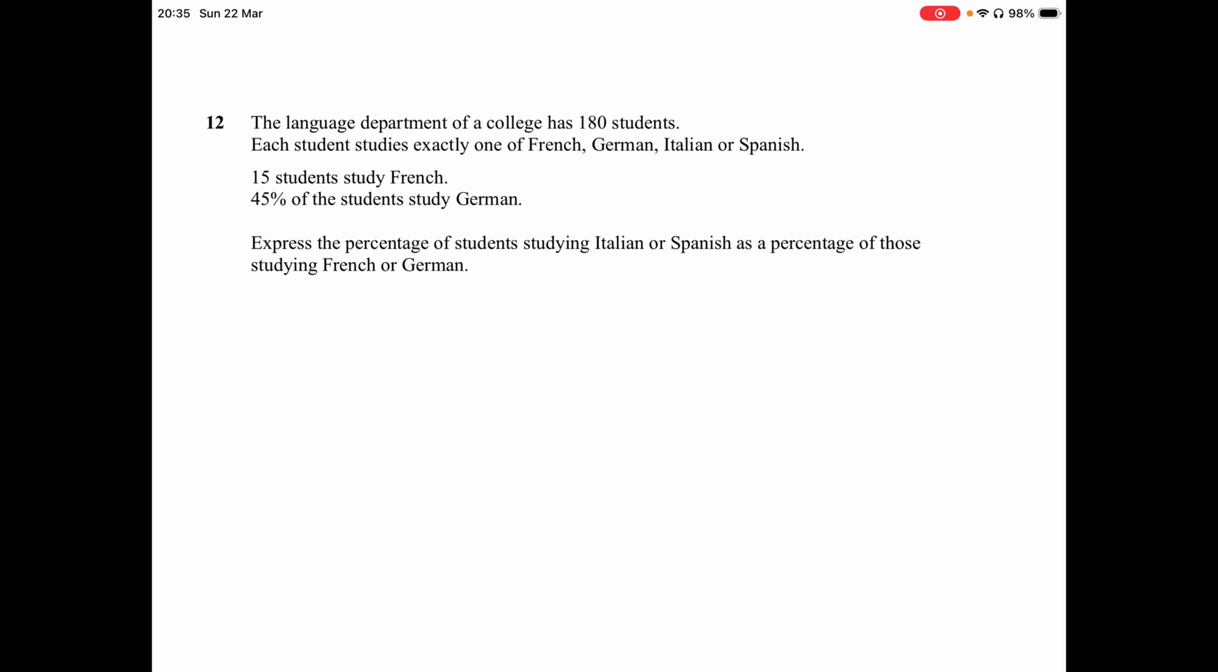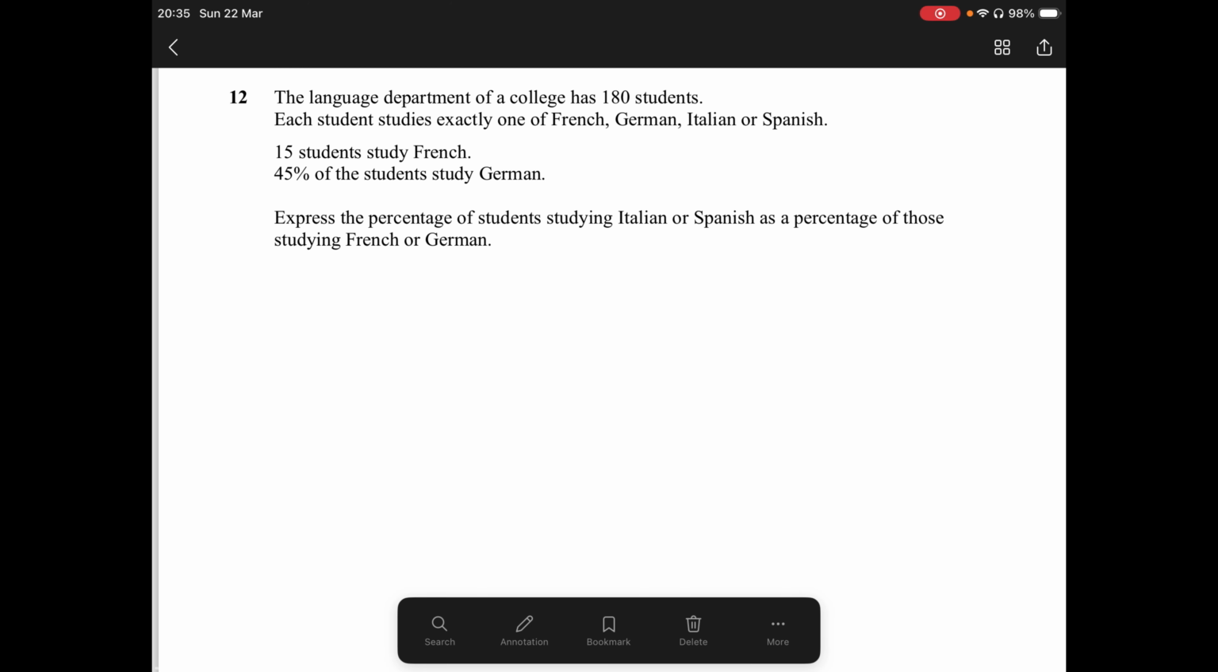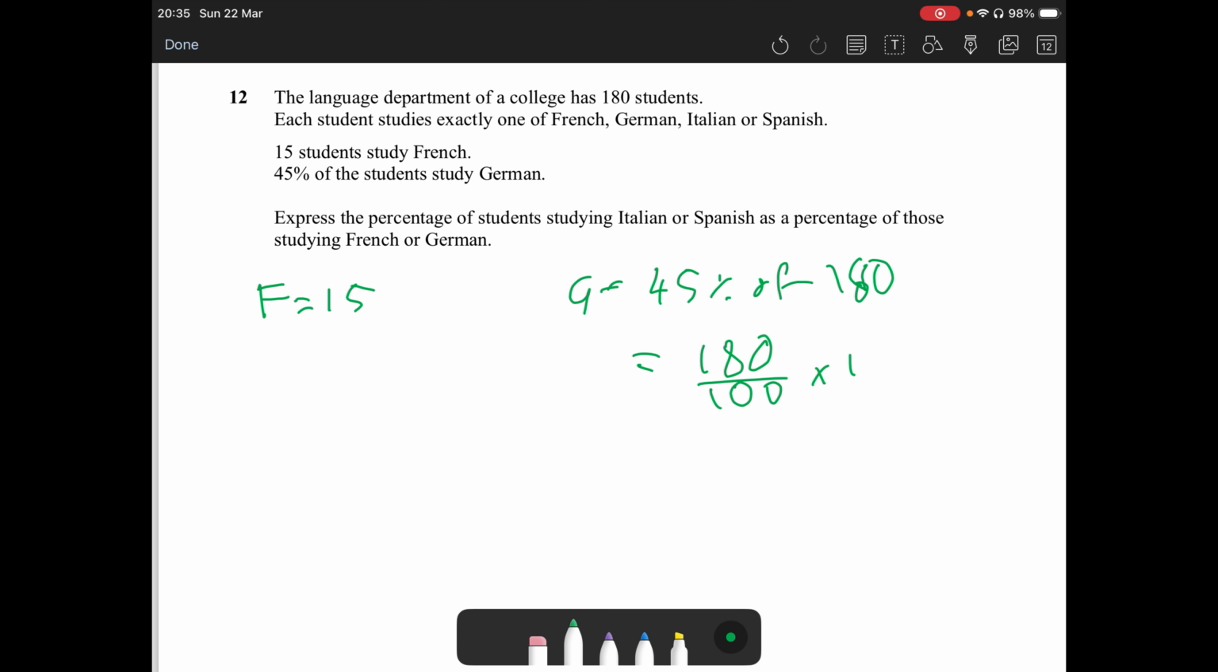Right, so we know, first of all, French already, 15. That's good to know. And we know 45% people study German. So F, I'm going to write, is 15 students. Be careful, German. 45% of 180. So do 180 divided by 100. That'll give you 1%, and then times it by 45. And then that will give you the total number of German students. So type it into my calculator very, very quickly. It gives me 81 students study German.